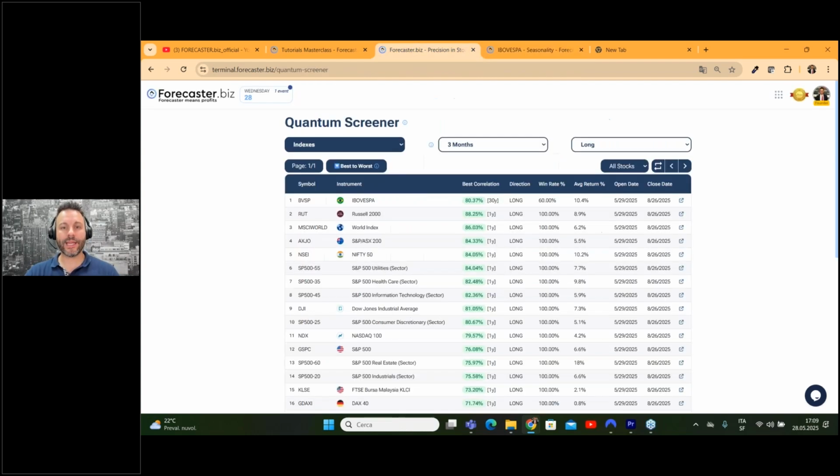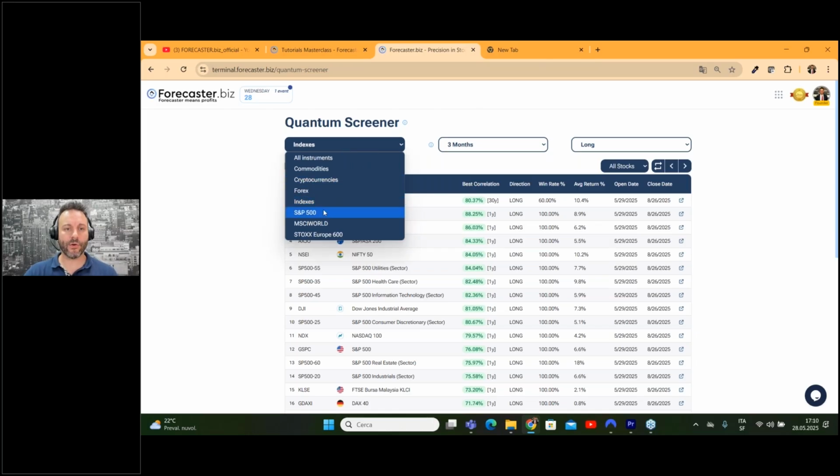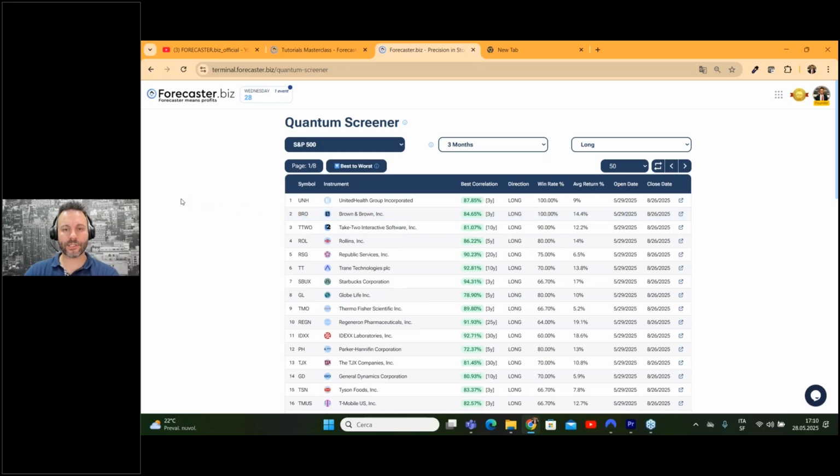Of course, we can find these opportunities because the system calculates for every index across the globe and gives us the best opportunity at the moment. Okay, we can, for example, switch. I know many of you use the S&P 500 stocks. Okay, look, for example, with the same parameters, we just changed the asset class. We move to the stocks. Okay, but we have 3-month and long trades.